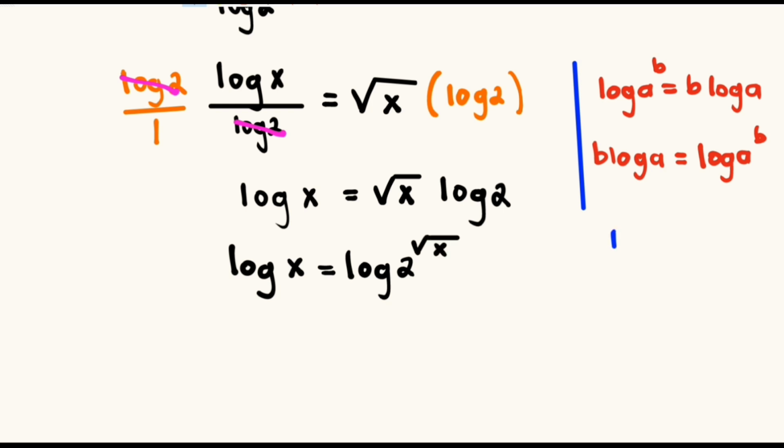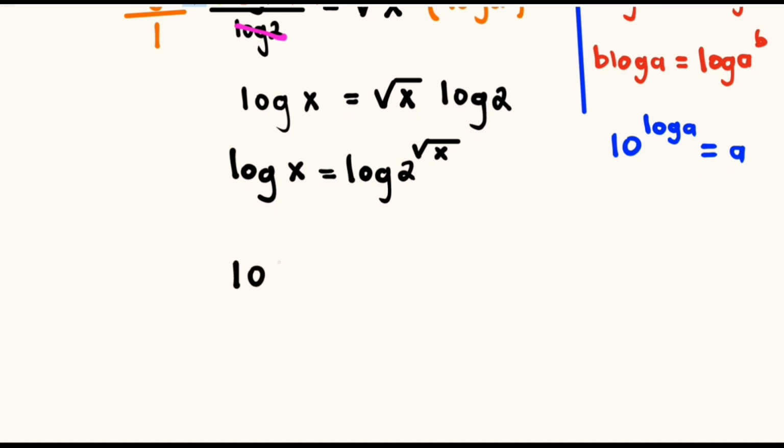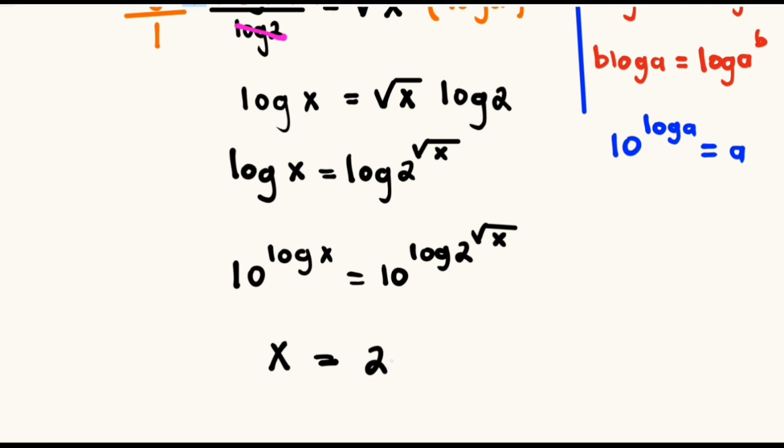If we have 10 raised to the power the log of a, this will equal a, so we apply the 10 to both sides of the equation. So we have 10 raised to the power log x, which equals 10 raised to the power the log of 2 raised to the power the square root of x, and we get x equals 2 raised to the power of the square root of x.